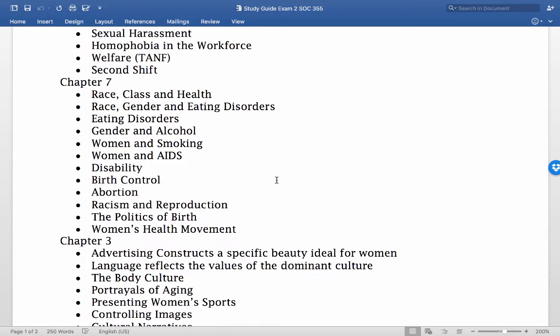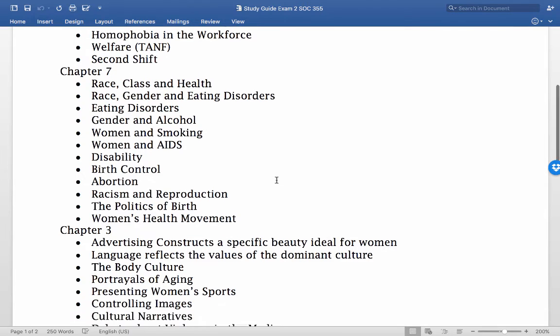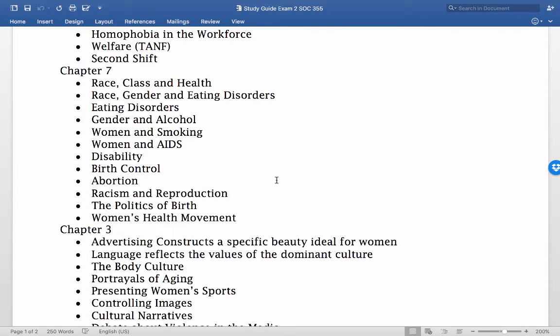Okay, let's see. Homophobia, basically just the idea that in the book they talked about these surveys that were done on gay and lesbian employees, and they found that over half of all of them had faced some sort of harassment on the job because of their sexual orientation.